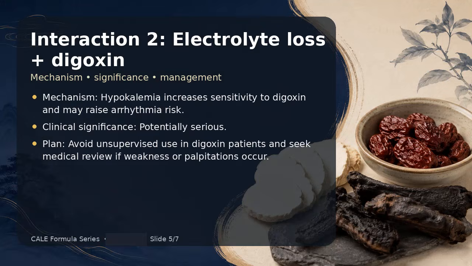Interaction 2 is electrolyte loss plus digoxin. The mechanism is that hypokalemia increases sensitivity to digoxin and may raise arrhythmia risk. The clinical significance is potentially serious. My management plan is avoid unsupervised use in digoxin patients and seek medical review if weakness or palpitations occur. I would again explain that evidence quality varies, and I prefer conservative dosing, a reputable product, and close attention to symptoms and objective monitoring when appropriate.